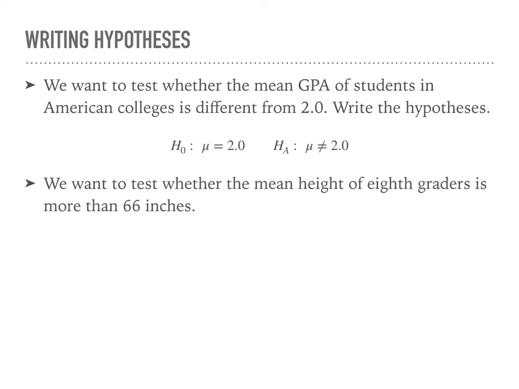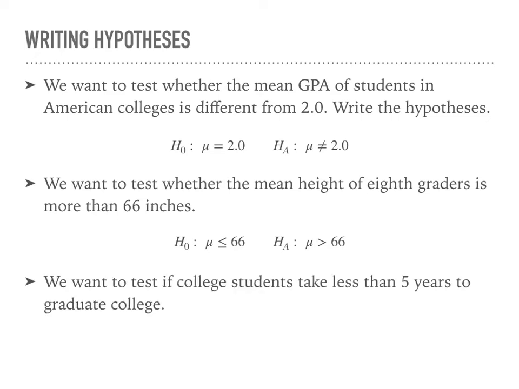What if we wanted to test whether the mean height of 8th graders is more than 66 inches? The null hypothesis would be mu is less than or equal to 66. And the alternative hypothesis would be that mu is greater than 66. If we want to test if college students take less than 5 years to graduate college, less than 5 would be seen in our alternative hypothesis then. So we have our null hypothesis is mu is greater than or equal to 5. Alternative hypothesis is mu is less than 5.